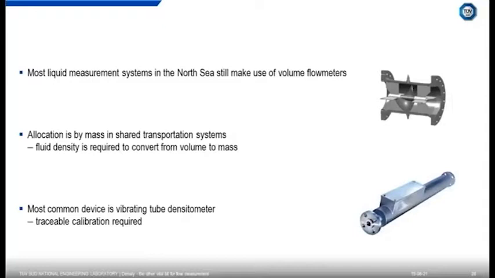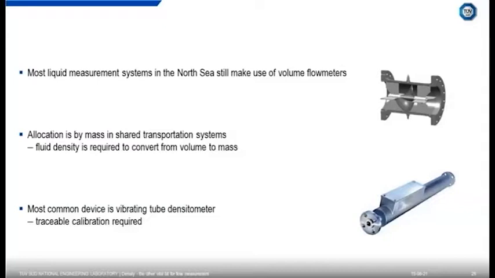Most of the measurement systems in the North Sea still make use of volumetric flow meters. Newer systems are Coriolis-based, and some of the older ones have been retrofitted, but volumetric flow measurement, turbine flow meters, are still widely used in the North Sea and indeed in many other parts of the world. But the allocation is by mass in shared transportation systems, so as we saw, density is therefore required to convert from volume to mass. And the most common instrument used for that is a flow-through vibrating tube densitometer.